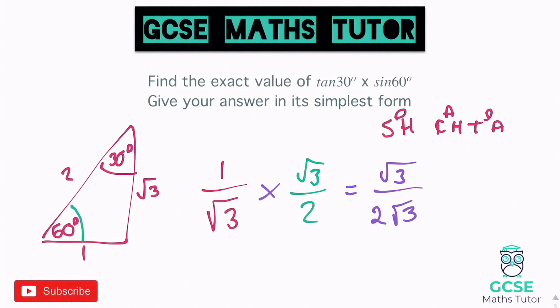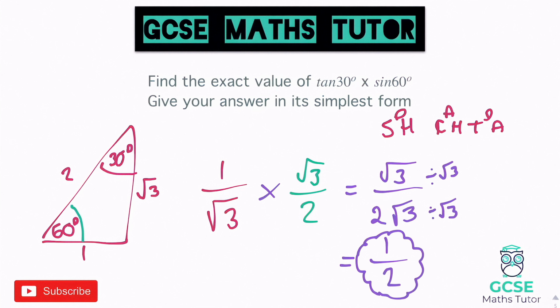It does say though, give your answer in its simplest form, and that's because the top and bottom here divide by root 3. So we can divide the top by root 3, and we can divide the bottom by root 3, and that'll simplify the fraction, just like a normal fraction. So root 3 divided by root 3 is 1, and 2 root 3 divided by root 3 is 2. So our final answer there would be 1/2.